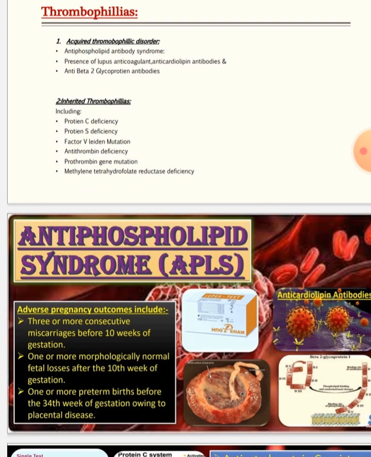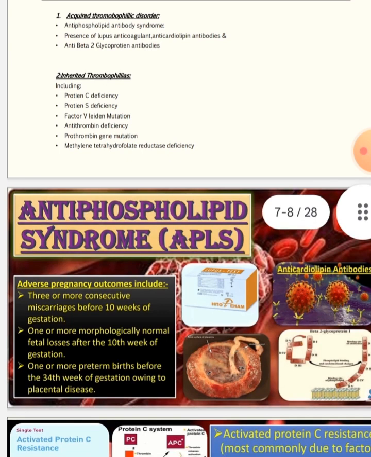What is antiphospholipid syndrome? It has adverse pregnancy outcomes, including three or more consecutive miscarriages before the 10th week of gestation, one or more morphologically normal fetal losses after the 10th week of gestation, and one or more preterm births before the 34th week of gestation owing to placental disease.